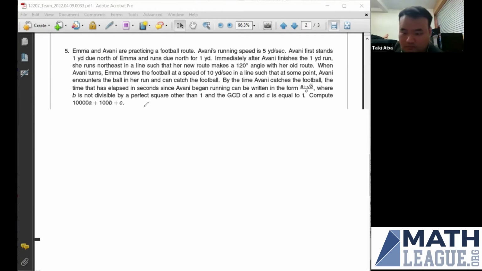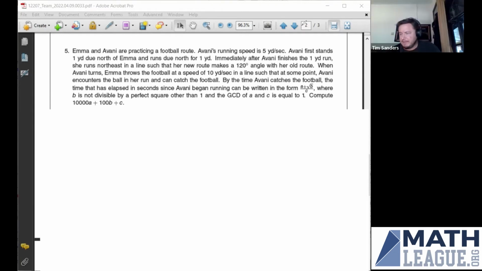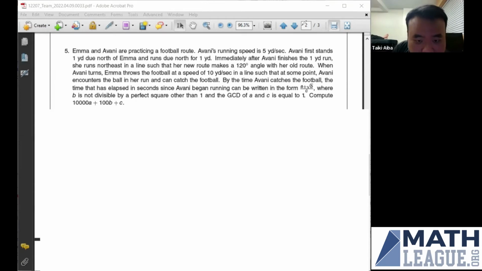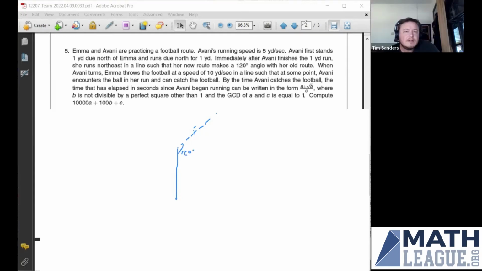I think a lot of this is just drawing it out. You want to draw the diagram, Taiki? Sure. So we have, it's going to run 1 yard due north, and then runs some amount, say that's the path, and then this is a 120 degree angle. Okay. All right.